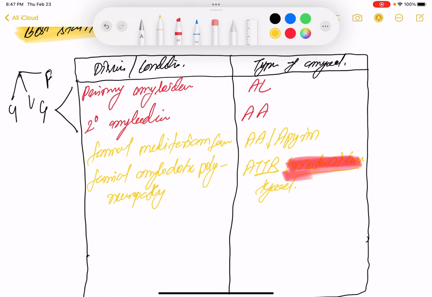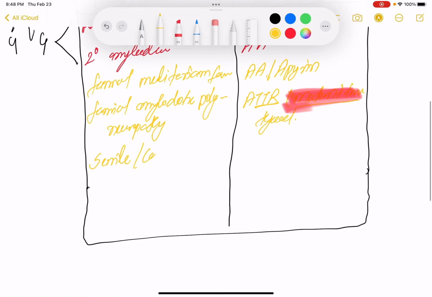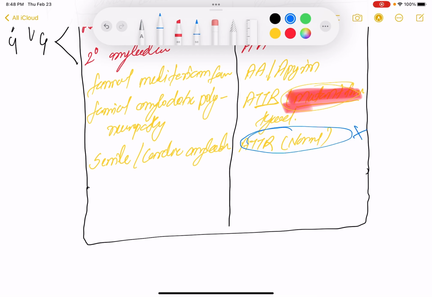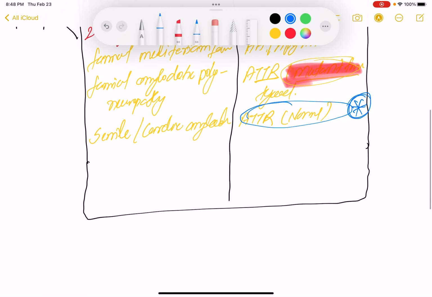But there is one more disease known as senile or cardiac amyloidosis. In senile or cardiac amyloidosis, there is accumulation of ATTR but normal. This is the difference: in familial amyloidotic polyneuropathy there is accumulation of mutant transthyretin, but in senile cardiac amyloidosis there is accumulation of normal transthyretin, not mutant. So do remember, it is important for the MCQ exam. This is the familial classification.